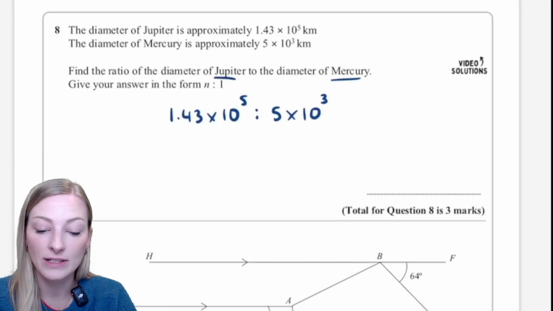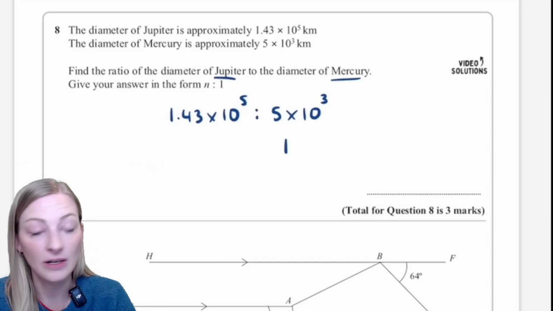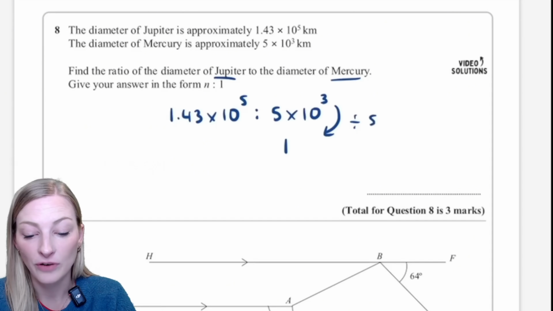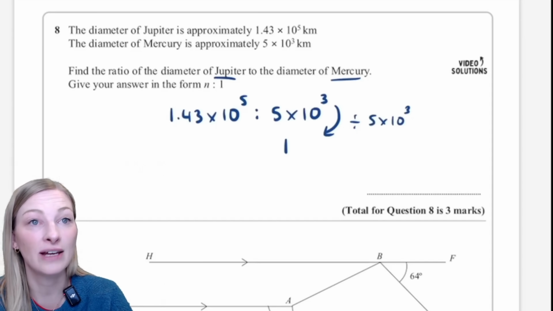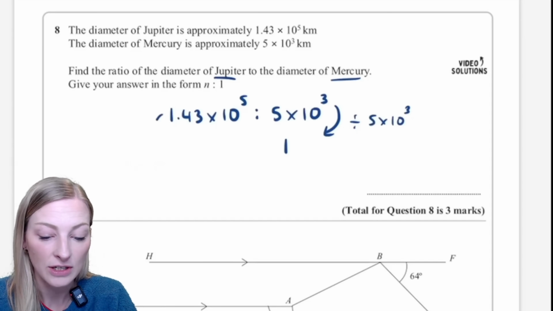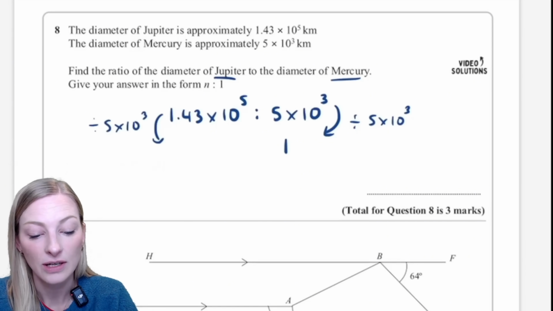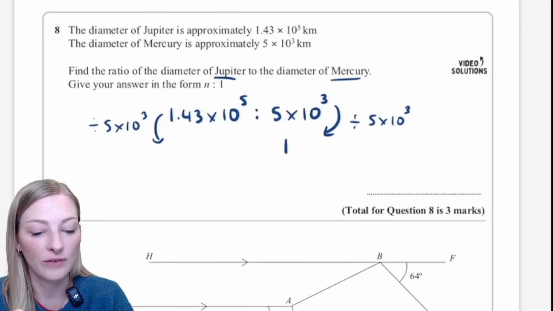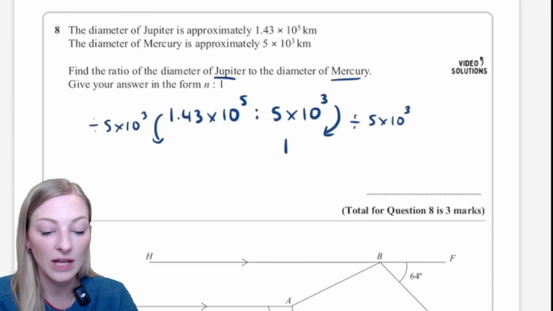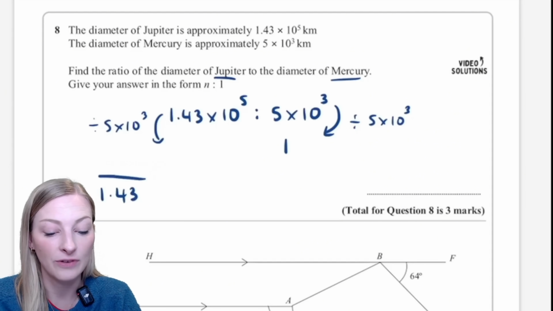Now I want the right-hand side to be 1. And to make that happen, I need to divide by 5 times 10 to the power of 3. If you've divided one side by 5 times 10 to the power of 3, we also need to divide the other side. So the question here that we need to do is 1.43 times 10 to the power of 5 divided by 5 times 10 to the power of 3. And we can do that by doing 1.43 divided by 5.